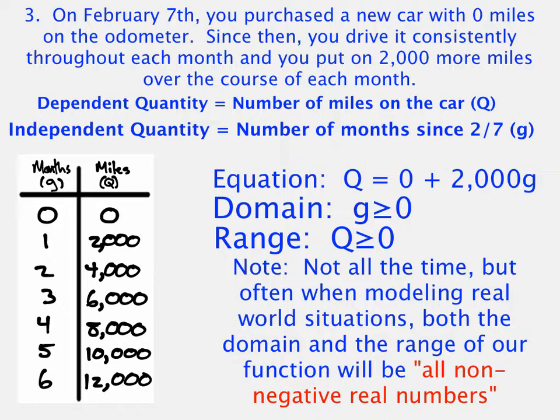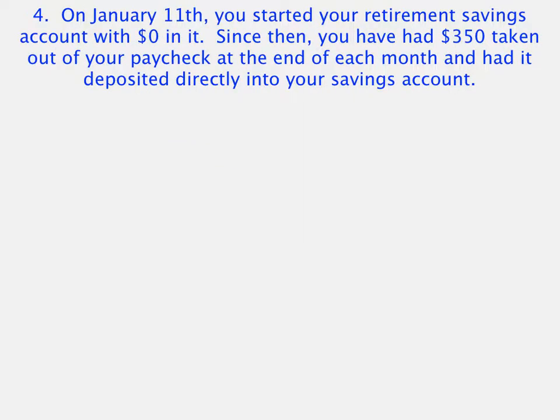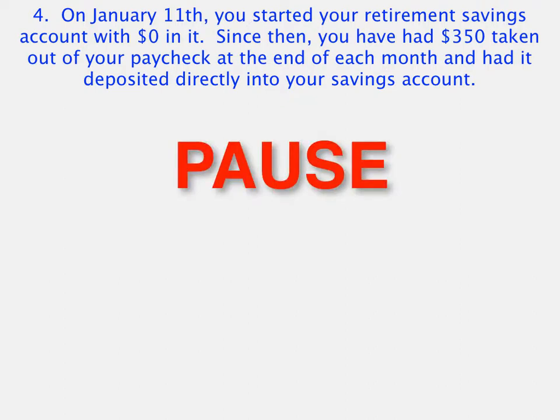Okay, let's try another one. On January 11th, you started your retirement savings account with $0 in it. Since then, you have exactly $350 taken out of your paycheck at the end of each month and deposited directly into your savings account. So why don't you pause the video again, and I'd like you to find the dependent quantity, independent quantity, give them variables, create a table, create an equation, and find the domain and range all on your own, and then play the video, and we'll see how it went.